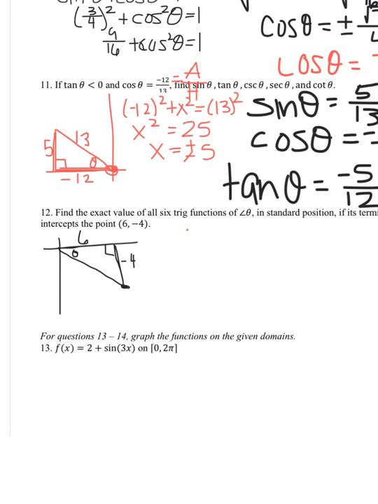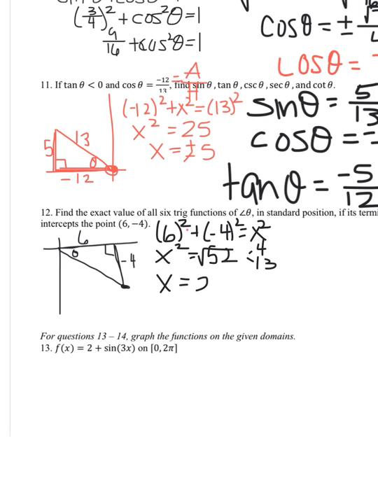And then to figure out your hypotenuse, you plug it into the Pythagorean theorem. So you're looking for the hypotenuse, so you're looking for c. 6 squared plus negative 4 squared equals x squared. That would be x squared is equal to 52. So when you take the square root of 52, your hypotenuse is always positive. The square root of 52 you can actually clean up. 52 is 4 times 13. So the hypotenuse is 2 square root 13, always positive.